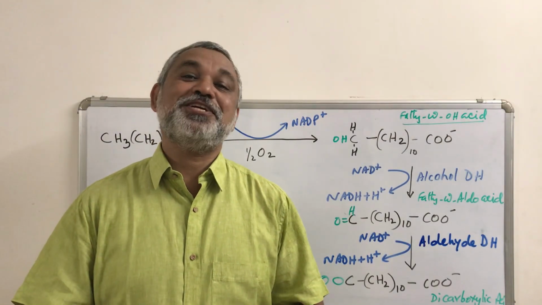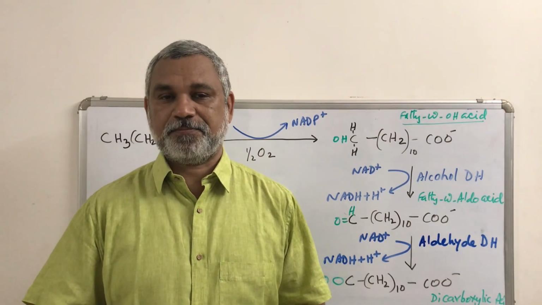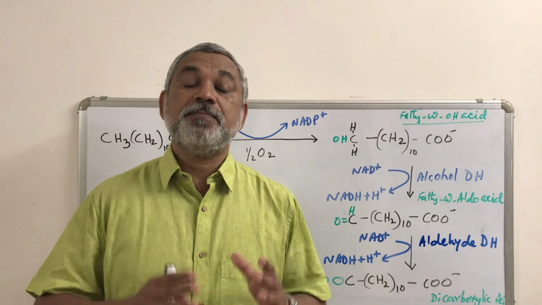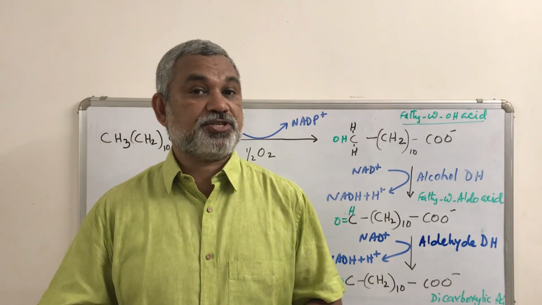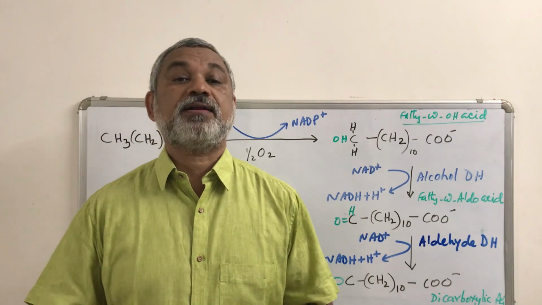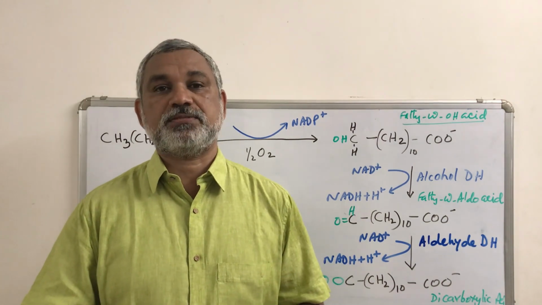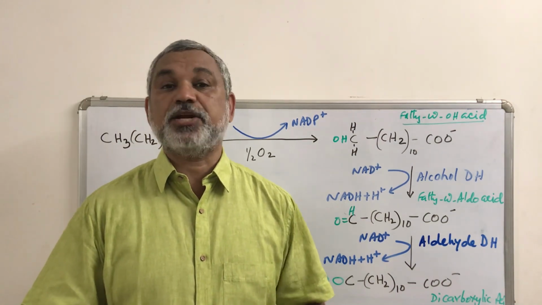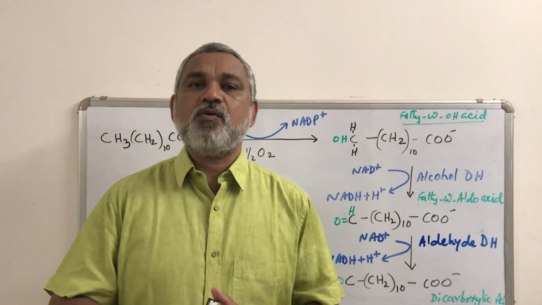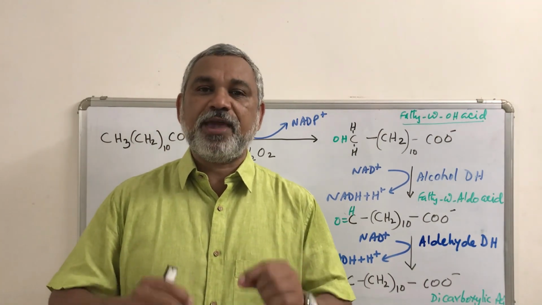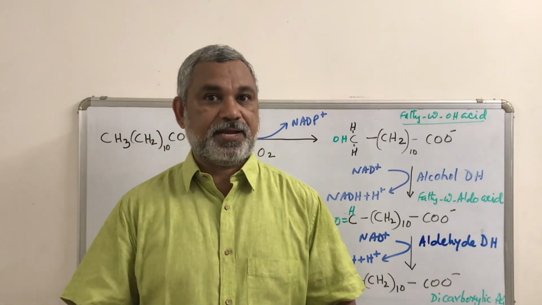This is a very interesting video about the omega oxidation of fatty acids. We are aware that the major pathway for the oxidation of fatty acid is beta oxidation. At times, alpha oxidation happens very specifically in peroxisomes, endoplasmic reticulum, or mitochondria of certain organisms. Omega oxidation is a pathway where the oxidation begins at the omega carbon atom.